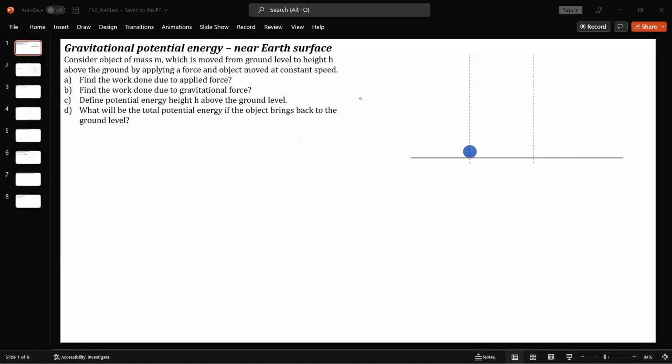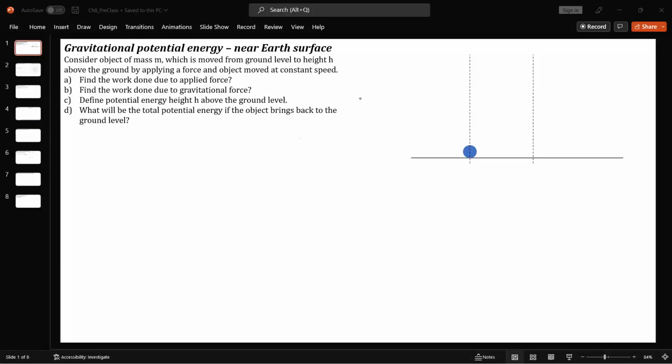Let's take a look, chapter number 8. In this chapter, we are trying to understand the concept of gravitational potential energy first. Then we will include that into our previous chapter concept, which means the work-energy theorem.